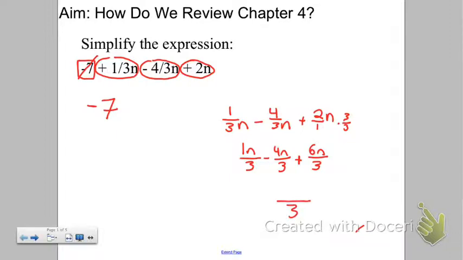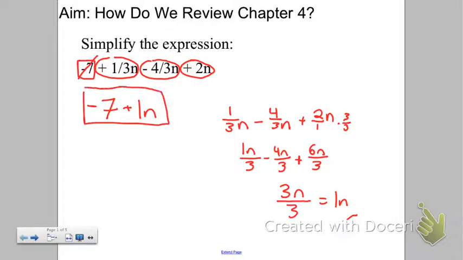1 minus 4 is negative 3. Negative 3 plus 6 is 3. 3n divided by 3 is just equal to positive 1n. So I have negative 7 plus 1n. And that would be my simplified expression.